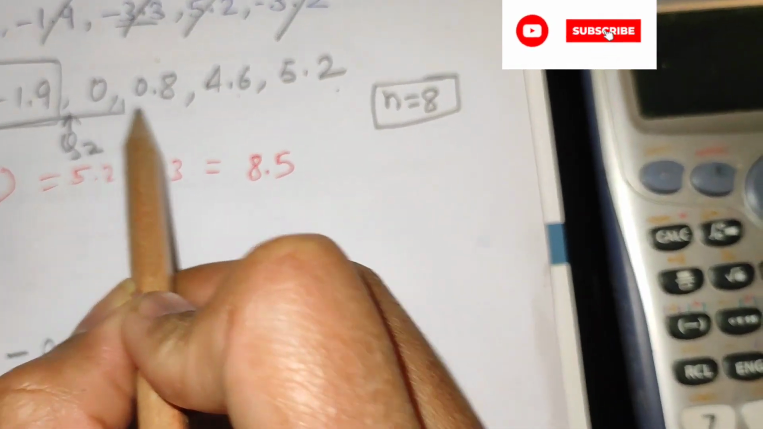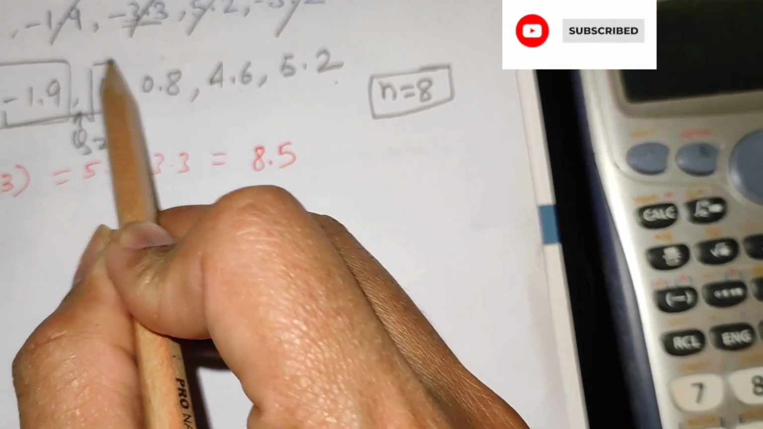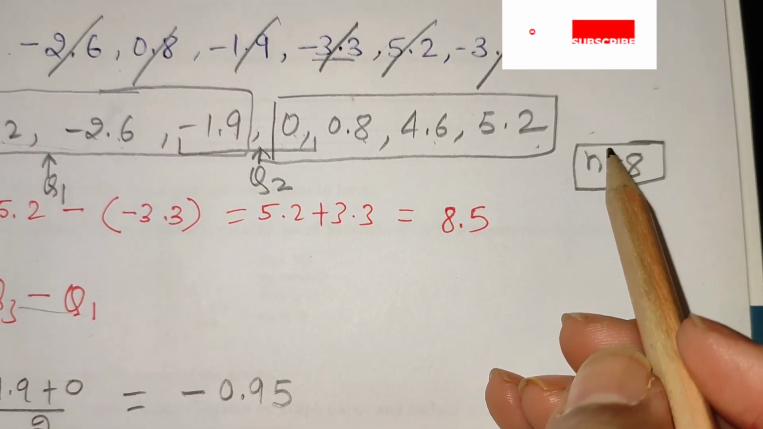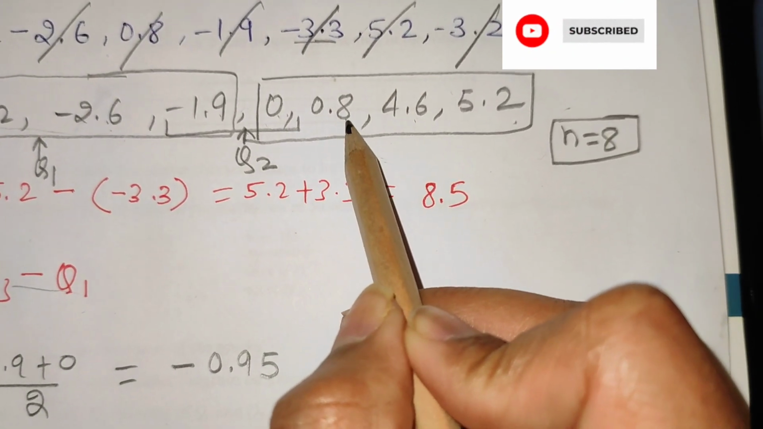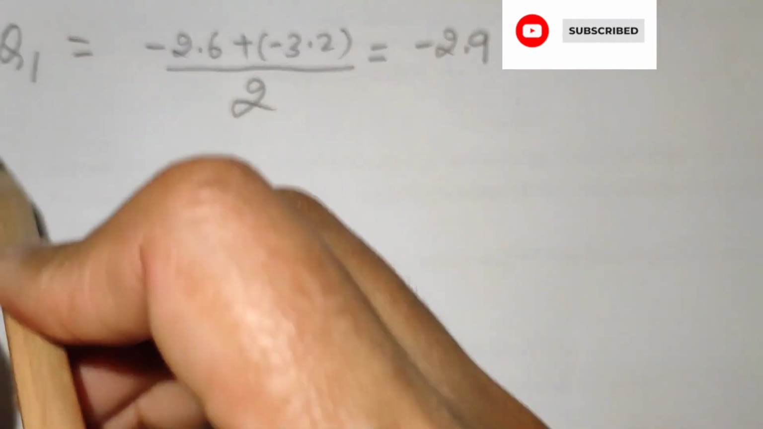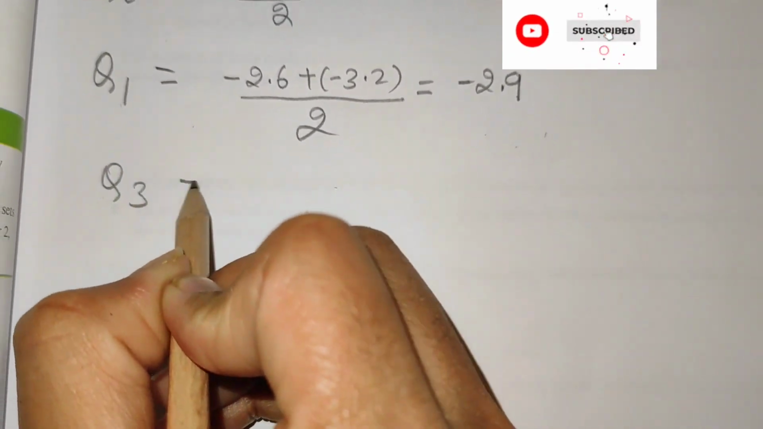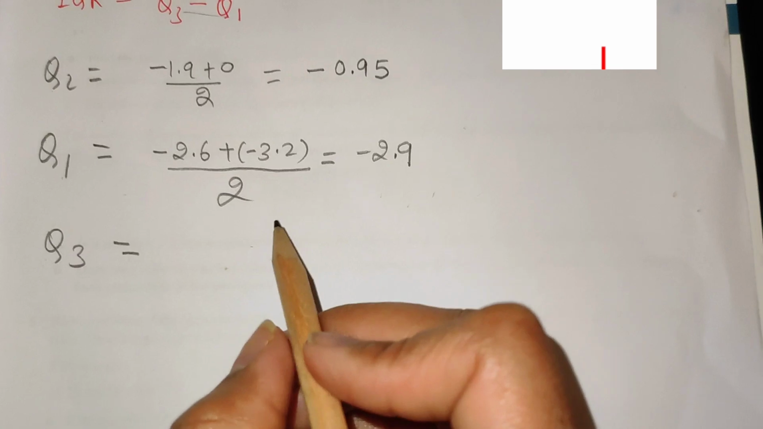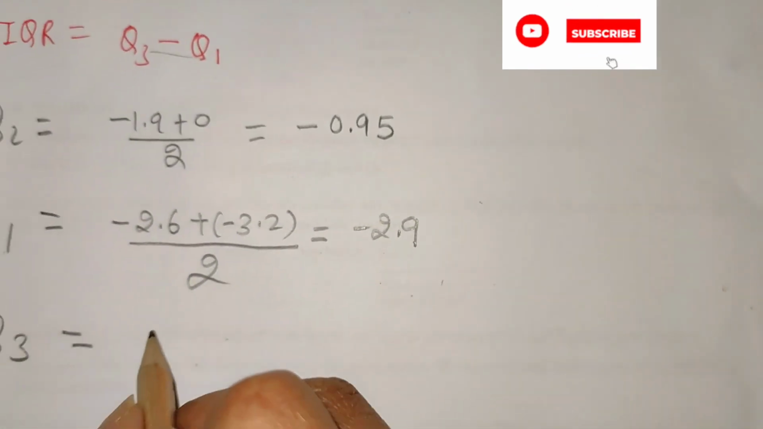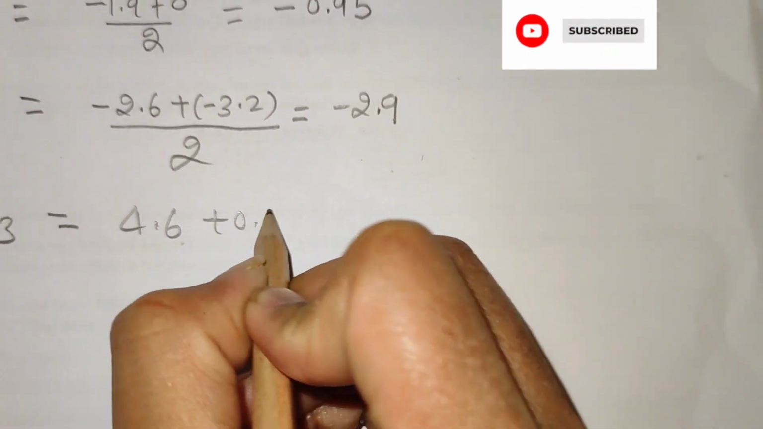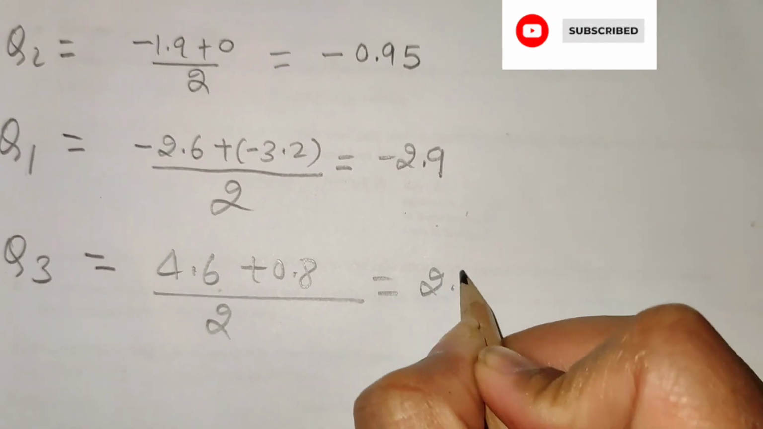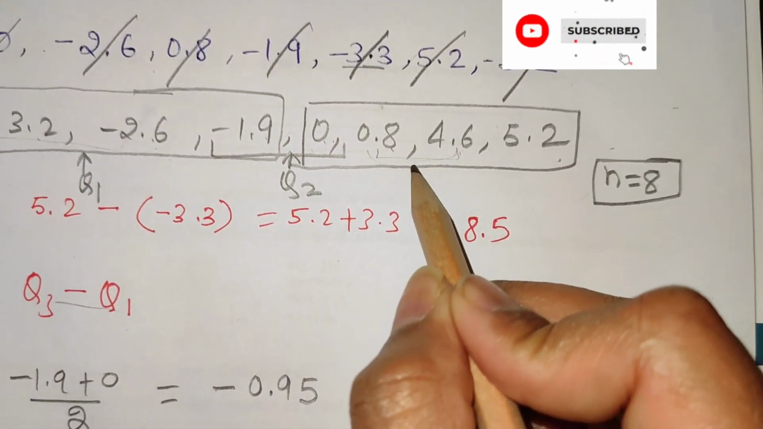Now if I look at the upper set of data, there are 4 values, an even number of data. So I take the 2 middle values and find the average of these 2 values. So Q3 is going to be 4.6 plus 0.8 divided by 2. That gives me 2.7. So that means Q3 is somewhere here.